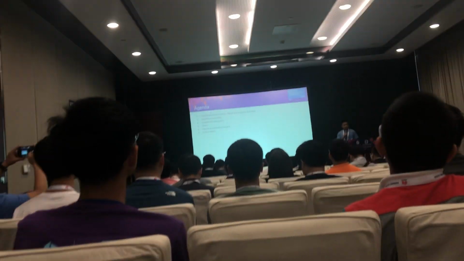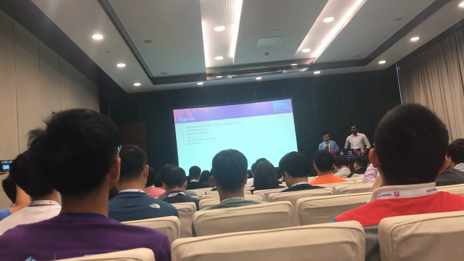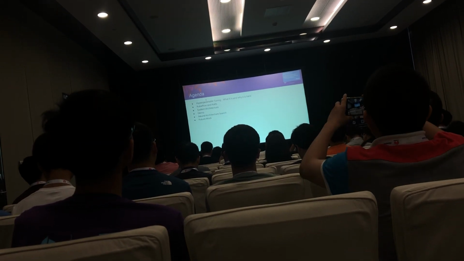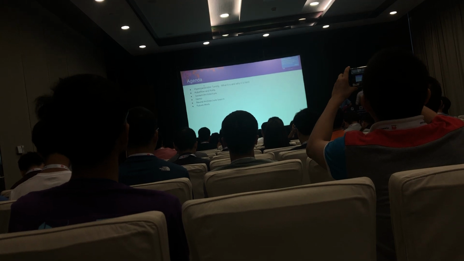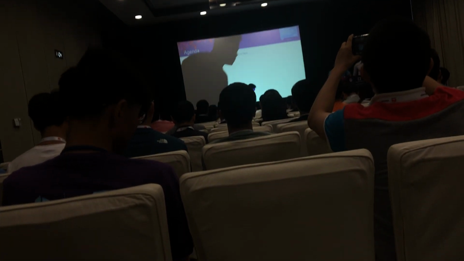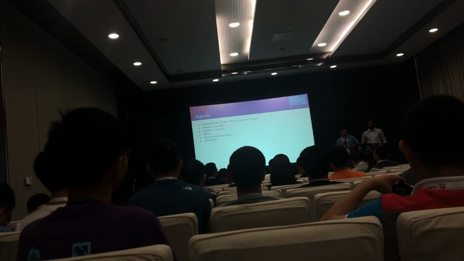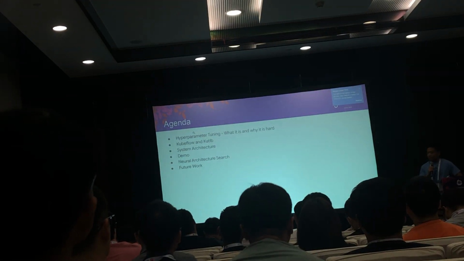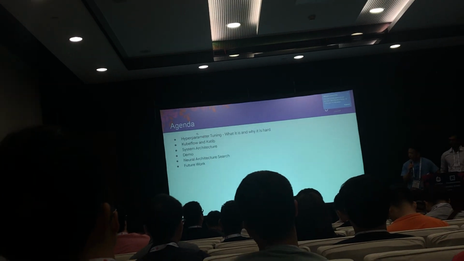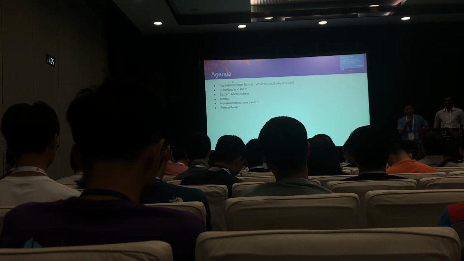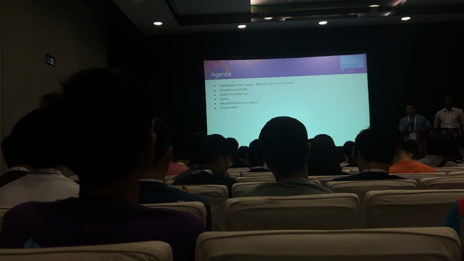So today's agenda: we're going to introduce hyperparameter tuning, and we'll briefly cover what it is and why it's hard. And we'll go into our main topic, which is Kubeflow and Katib, and we'll see how these systems help us do hyperparameter tuning. We'll give a brief talk about the system architecture and the workflows, and we'll also show a quick demo of our system. Then we'll go into neural architecture search, which is a new area of research and implementation that Katib has done. And finally, we'll go into some future work.